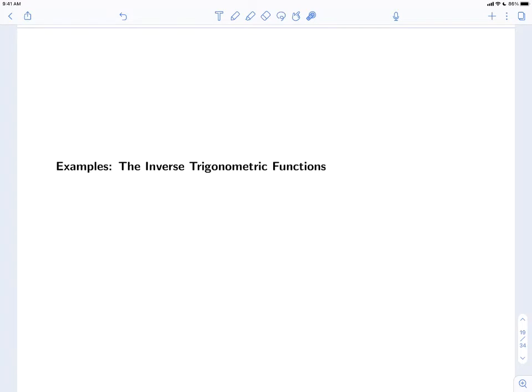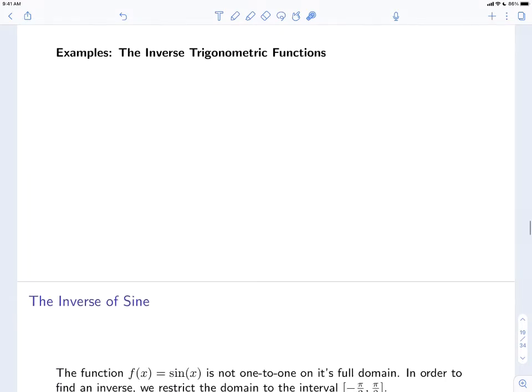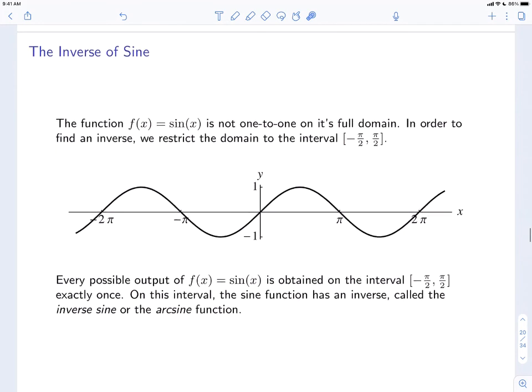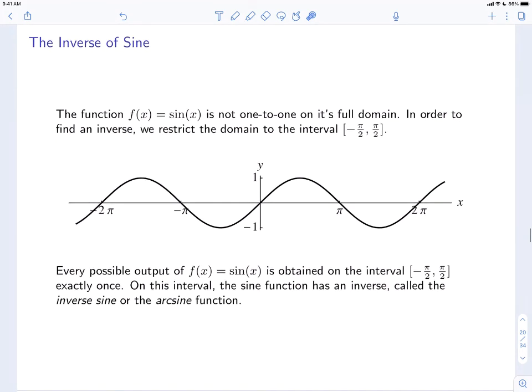Let's look at some important examples of inverse functions. Specifically, we're going to look at the inverse trigonometric functions. We'll start with the inverse of sine. Well, sine is not a one-to-one function. In fact, it's periodic, so for every output, there are an infinite number of inputs. So that means we have to restrict the domain, and that's what we do. So we restrict the domain to an interval where the function is one-to-one.